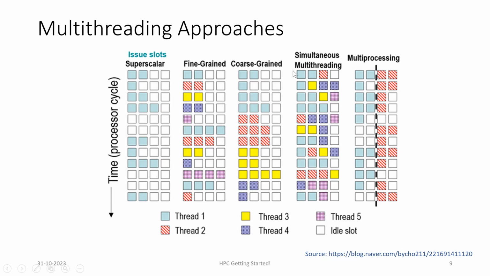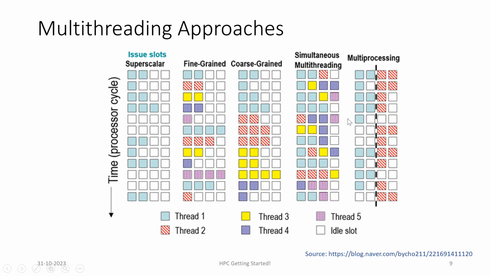Yeah. So in the very first cycle, we have 2 instructions picked from thread 1, 1 instruction from thread 2, and we have 1 bubble here. And then in the second cycle, we picked 1 instruction from thread 1, 1 instruction from thread 3, then 2 instructions from thread 4. So that's how this simultaneous multi-threading goes.